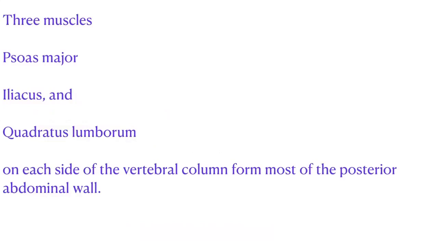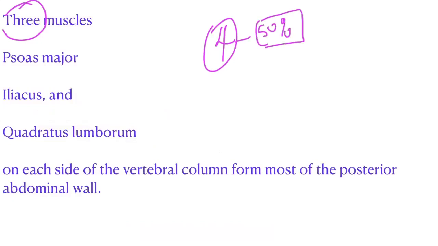There are only three muscles. Okay, actually there are four, but the fourth muscle is present only in half of the population, because there is a muscle called psoas minor, right? It is present in only 50% of the population, right? So we learn about the psoas minor also in this lesson.